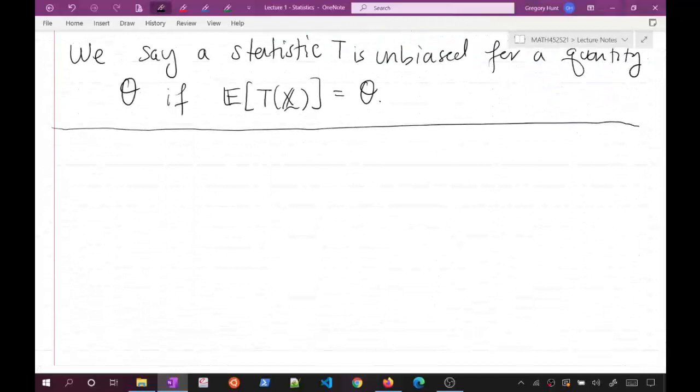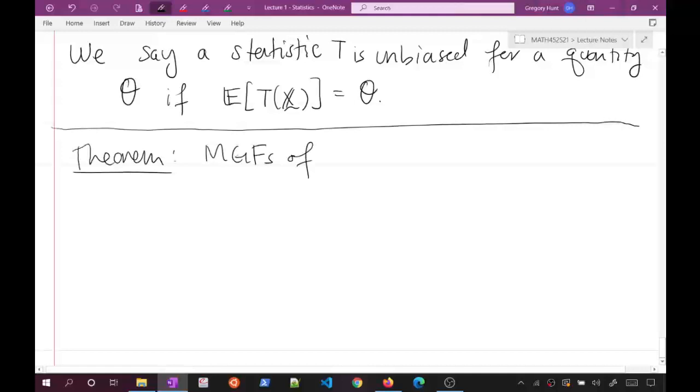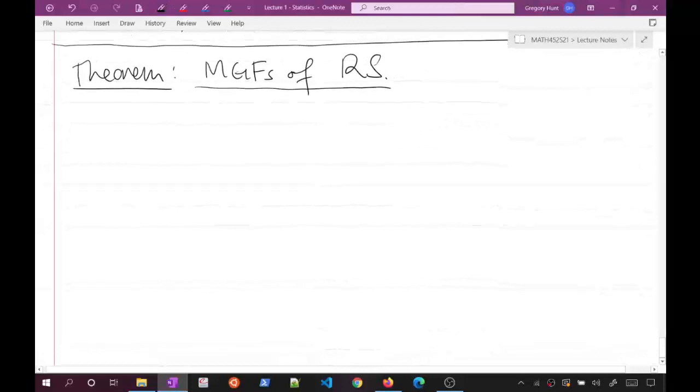So the theorem heading in that direction is going to be about moment generating functions, MGFs, of random samples. I'm going to use RS for random sample. You thought you could avoid MGFs, but they're back. They're very useful. They're not just there to torture you. MGFs are super useful.